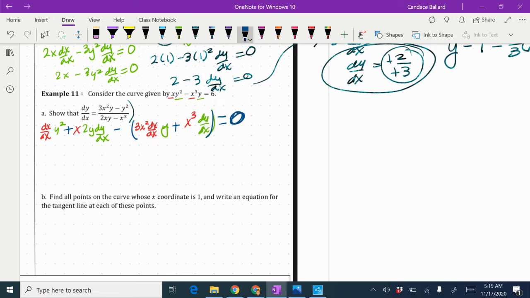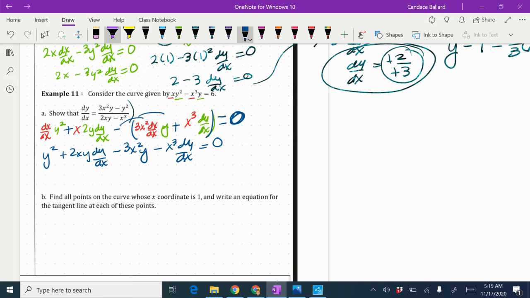So now I'm going to rewrite it. At the same time I'm rewriting it, I'm going to get rid of the dx's, change those to 1s, and I'm going to distribute this negative sign. So I have y squared plus 2xy dy dx minus 3x squared y, because the dx is 1, minus x cubed dy dx equals 0.